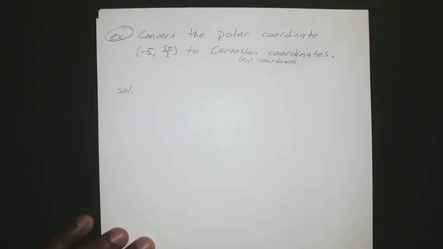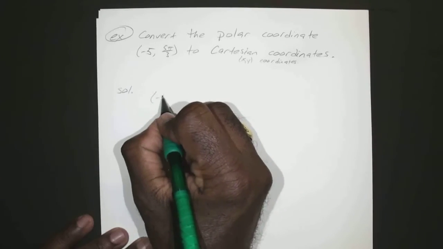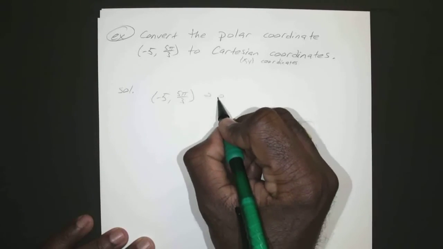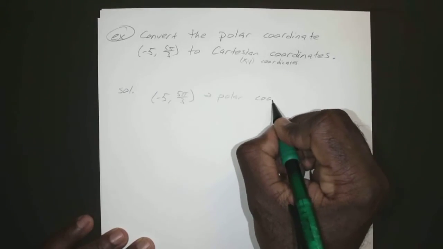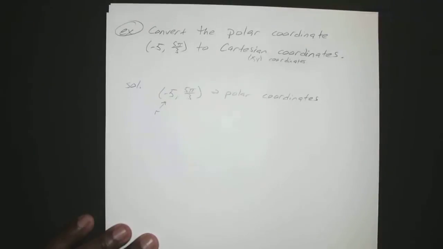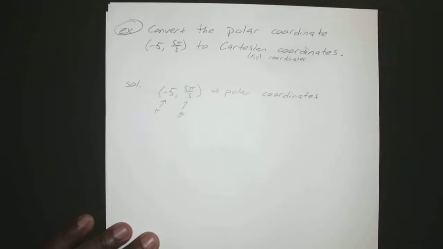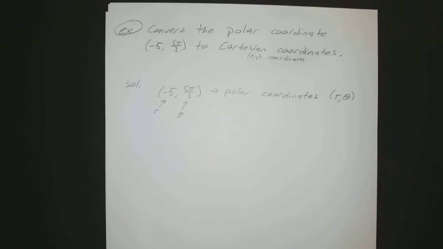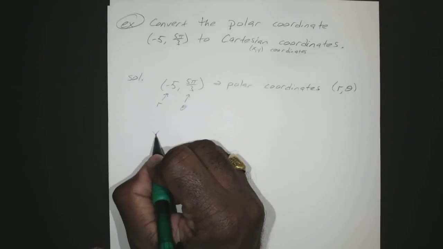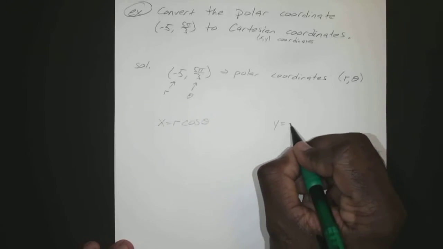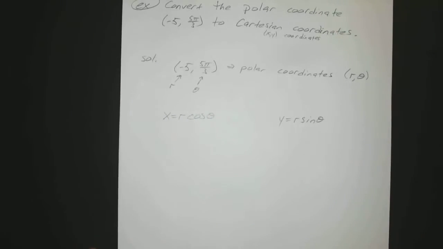Okay. Now we know these are polar coordinates. So -5 and 5 pi over 3, polar coordinates. That means that this is your r and this is your theta, because remember, your polar coordinates are just r theta. And you literally just plug them right into those two formulas. X equals r cosine of theta, and y equals r sine of theta.